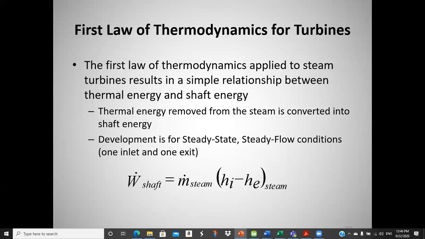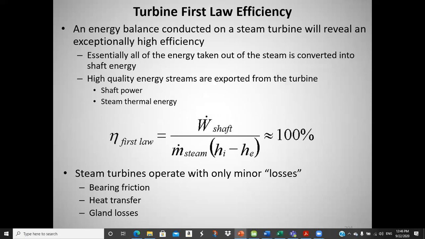But that's not on the turbine. That's on you and/or whoever designed the plant. They just didn't have an efficient concept in mind when they designed this thing. So this is where we say, if you take that shaft work divided by the mass flow rate times the enthalpy difference, it's approximately 100%.